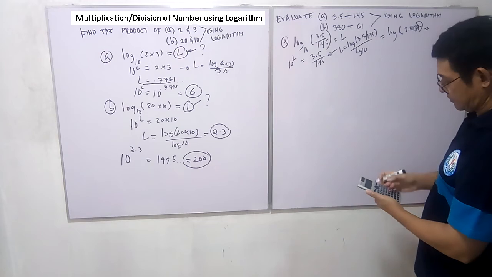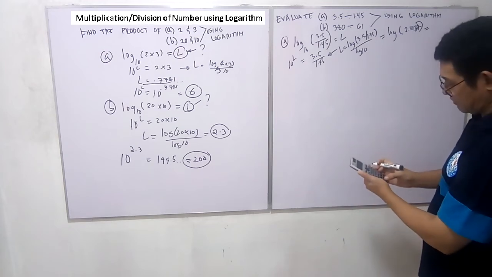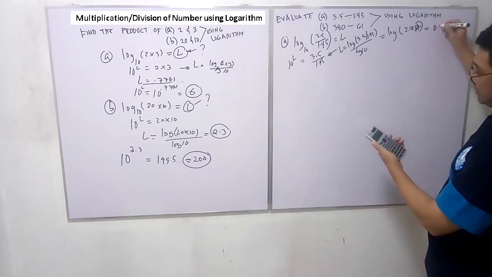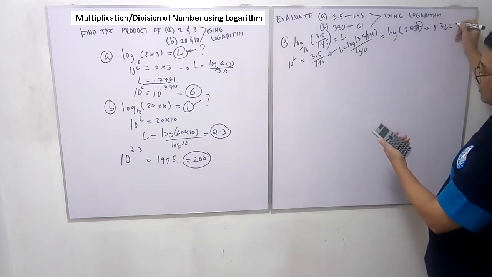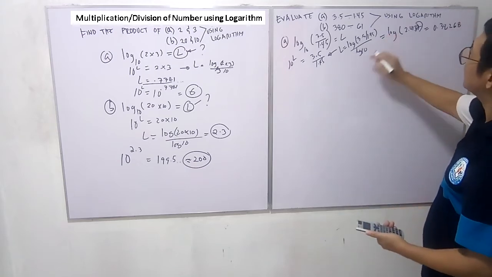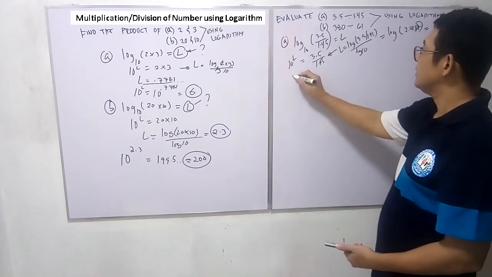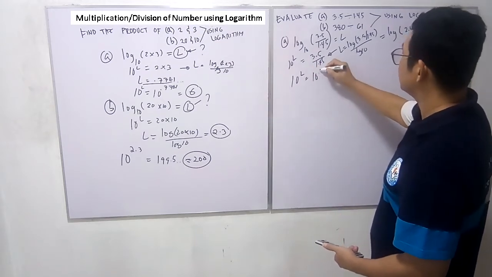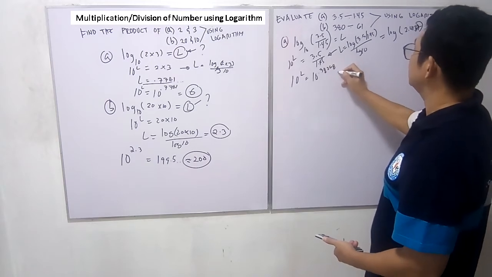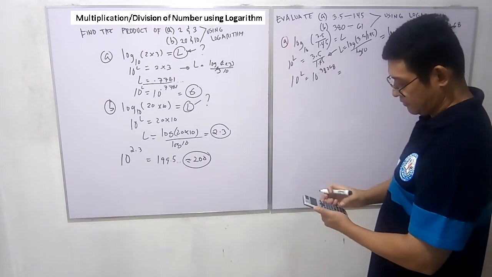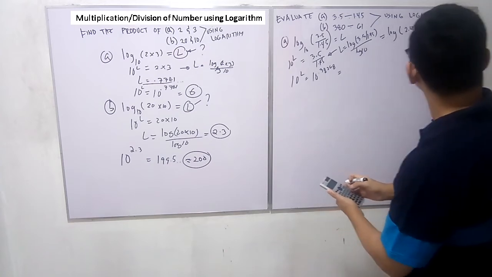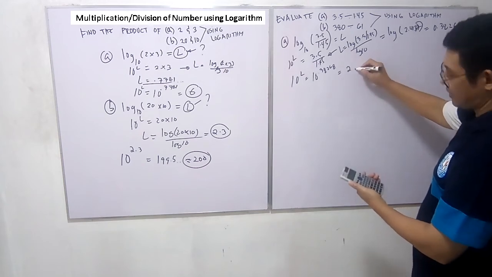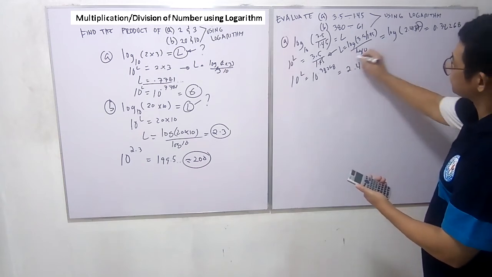Therefore, magiging 0.38268. So, ayun yung value ng logarithm. Therefore, 10 to the power of L is equal to 10 to the power of 0.38268. Ito po yung answer, 2.4136.